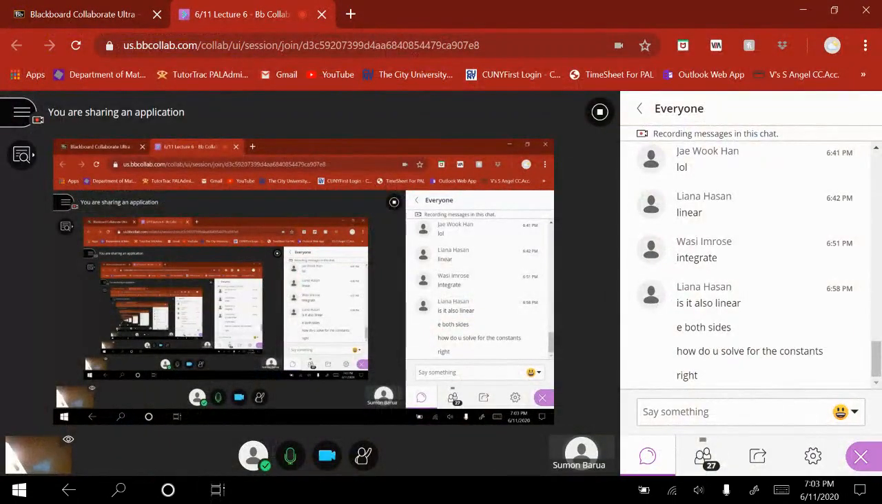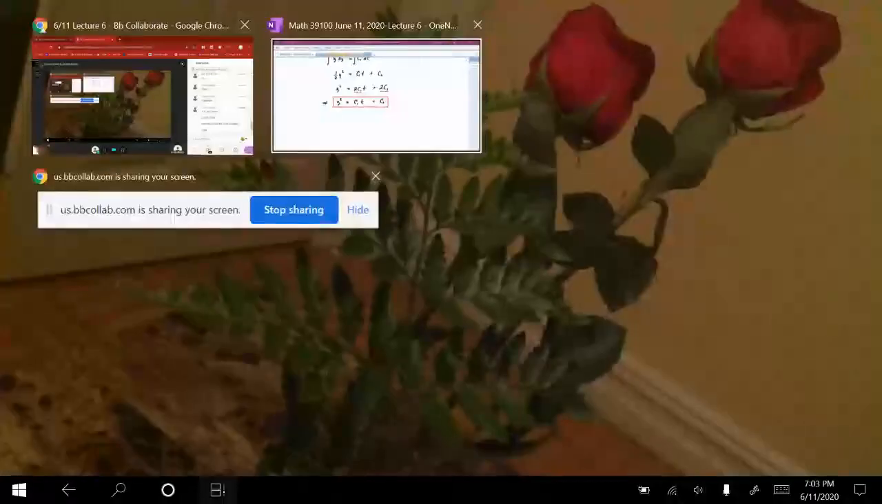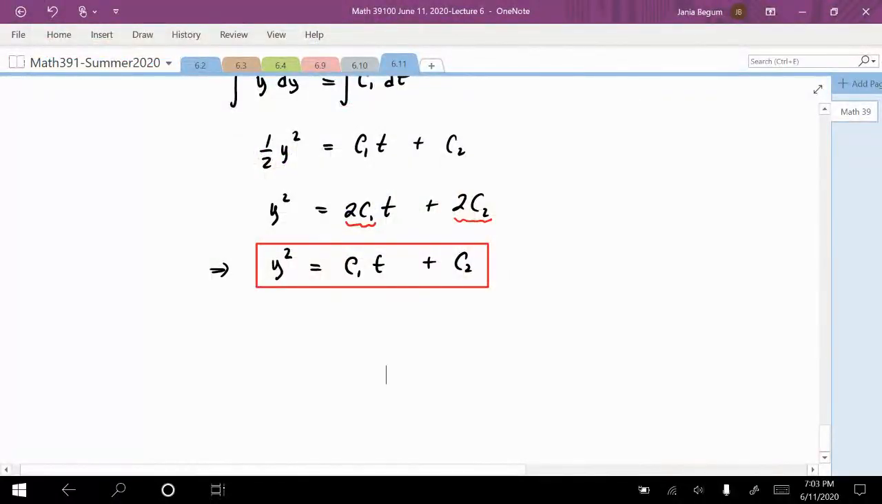All right, so we talked about type 1 and type 2. The next type of equation that we're going to study is the Bernoulli equation. Let me know if you have any questions up to here.